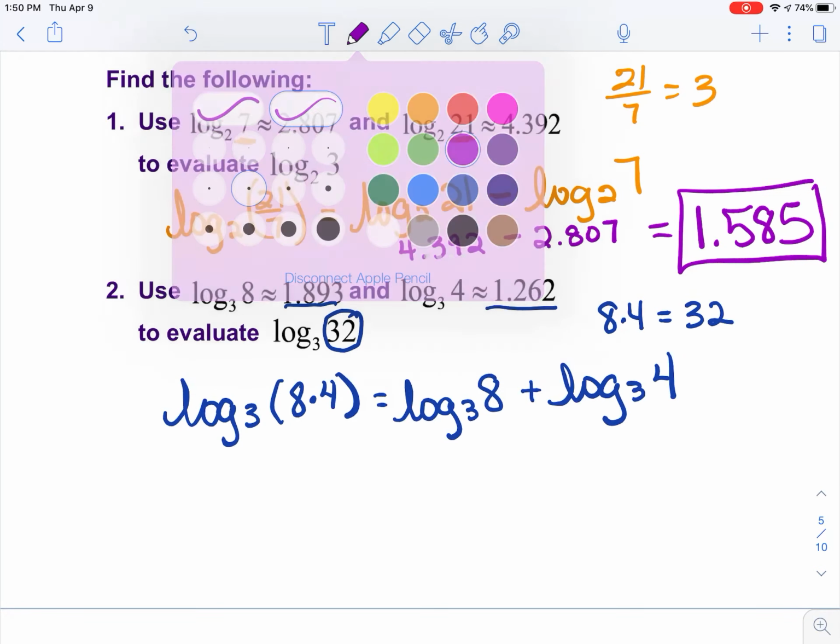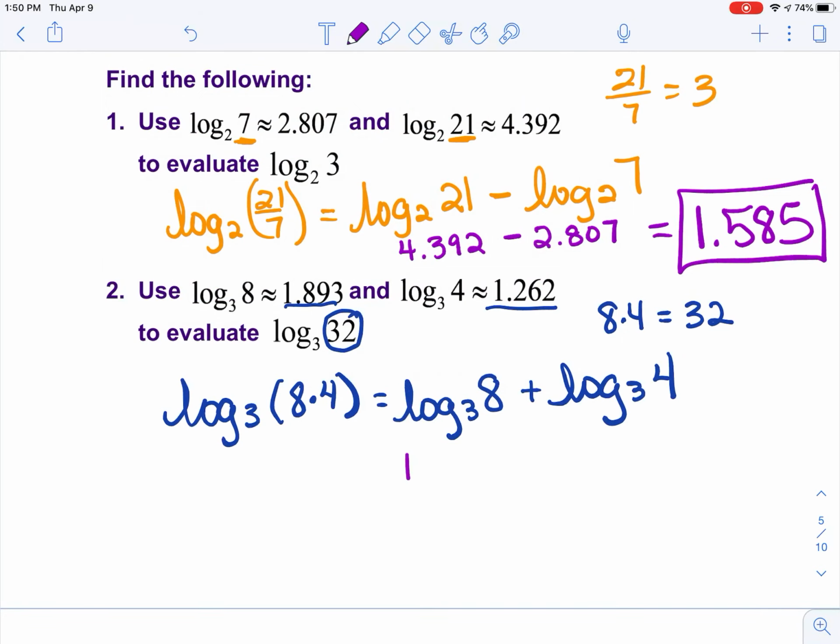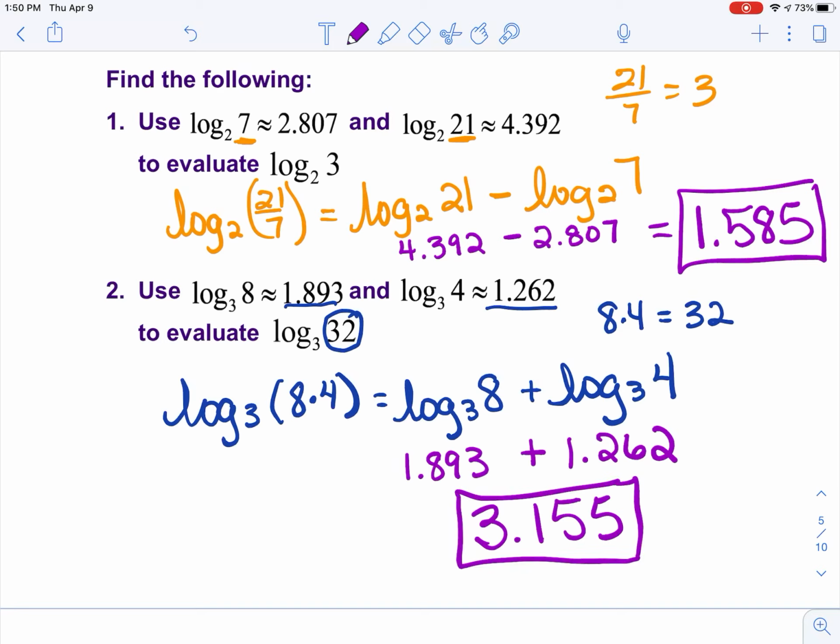Now we write in our handy dandy numbers that they gave us. We get 1.893 plus 1.262. When I add those together, I get the answer 3.155. So log base 3 of 32 should turn out to be 3.155. How are we doing?